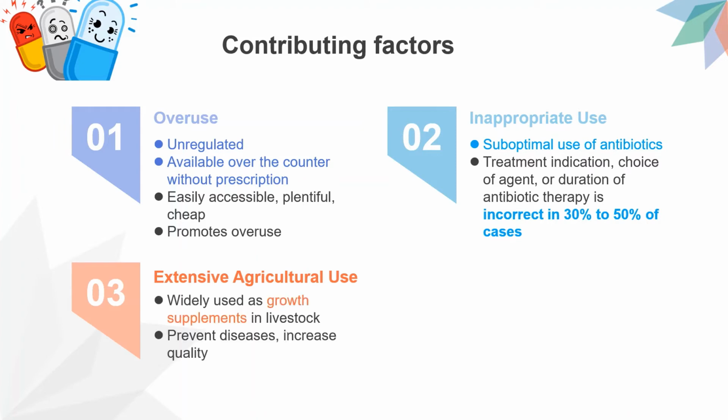Thirdly, antibiotics are widely used in the agricultural industry. They are used as growth supplements in livestock to prevent diseases and increase quality, and an estimated 80% of antibiotics are used in animals. This increased exposure of microbes to antibiotics increases chances for some of them to develop resistance.